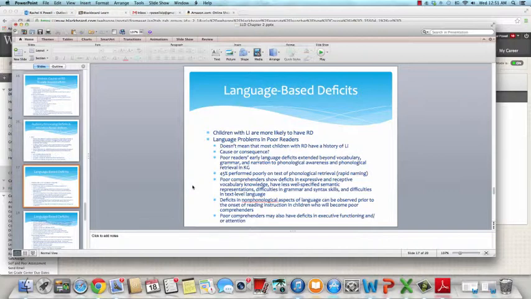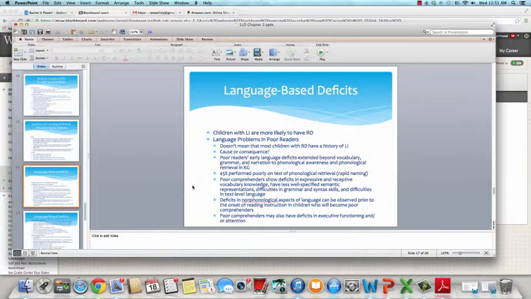So what do language problems in poor readers look like? And it doesn't mean that most children with reading disabilities have a history of LI. Is it a cause or a consequence? Poor readers' early language deficits extend beyond vocabulary, grammar, and narration to phonological awareness and phonological retrieval in kindergarten.